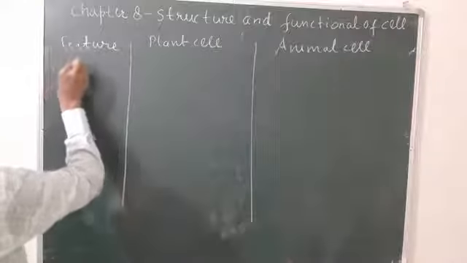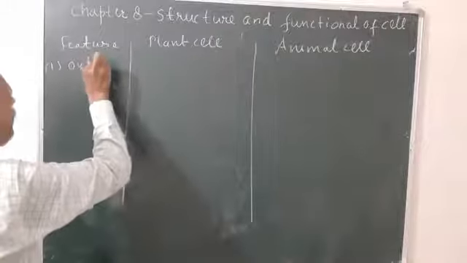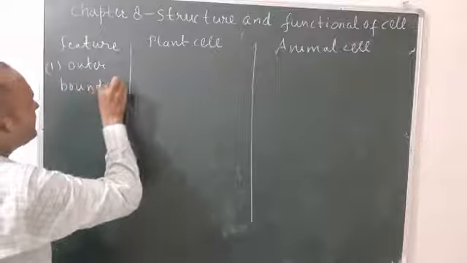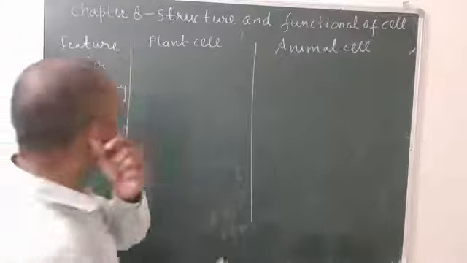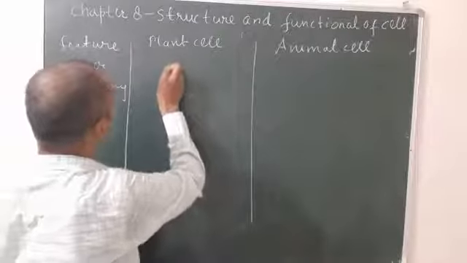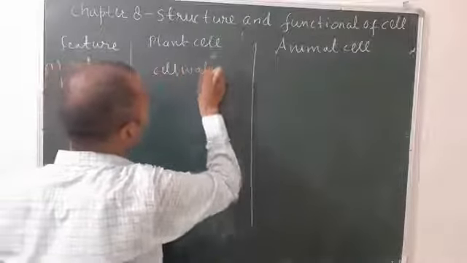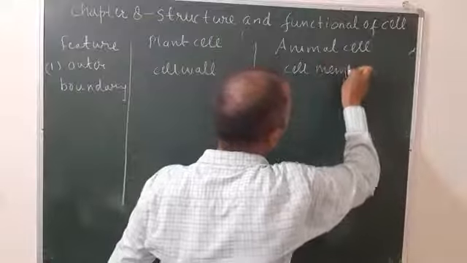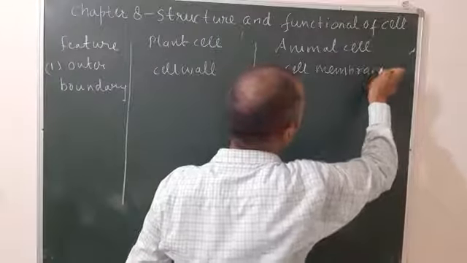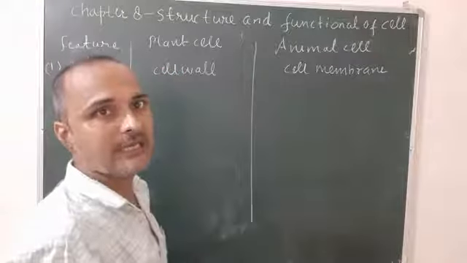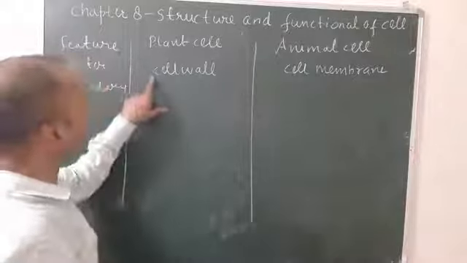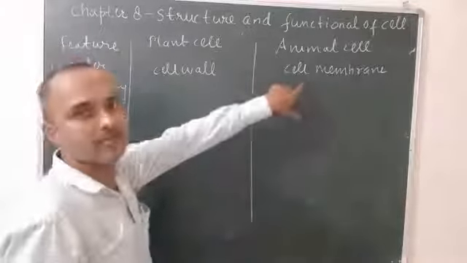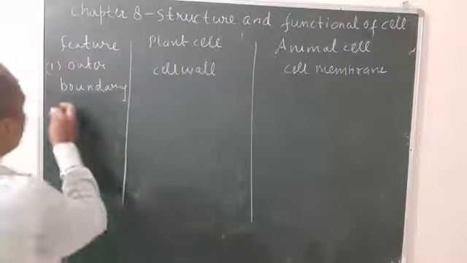First, outer boundary. When you see the structure of plant cell, the outer boundary is cell wall, and in animal cell the outer boundary is cell membrane. Okay, this is the first difference between plant cell and animal cell, the outer boundary of the cell. In the case of plant cell, the outer boundary is cell wall, but in case of animal cell, the outer boundary is cell membrane. Let us see the second difference.